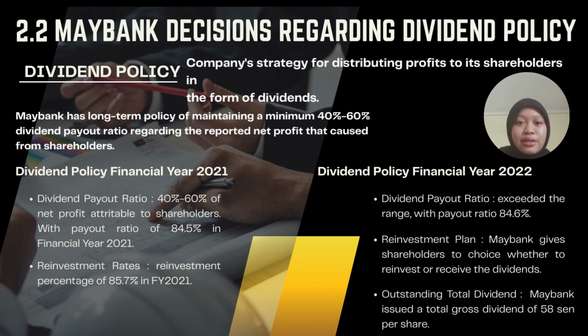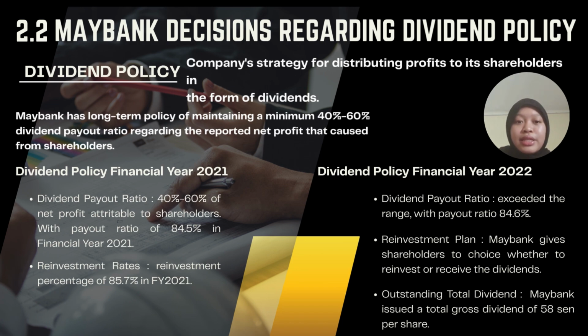Second, dividend reinvestment plan (DRP). The DRP remained available to shareholders in 2032. They were offered the choice to either receive cash dividends or reinvest part of their dividends into new Maybank shares. These shares were offered at a discount of up to 10% of the market price to incentivize reinvestment.